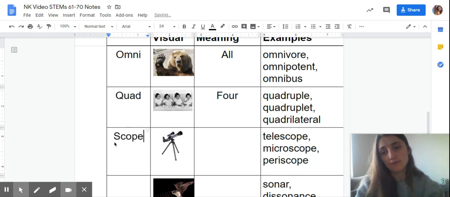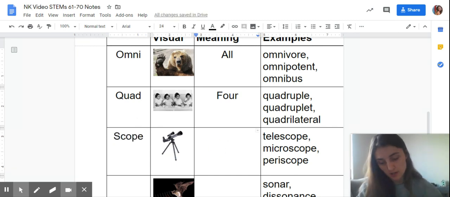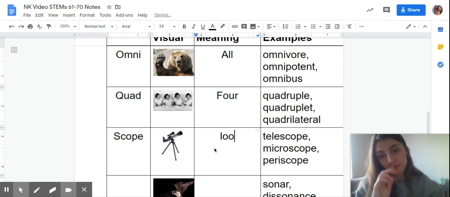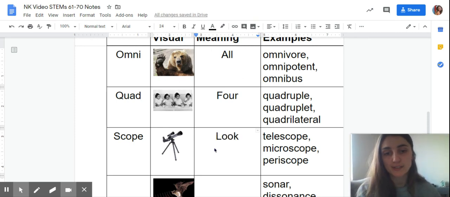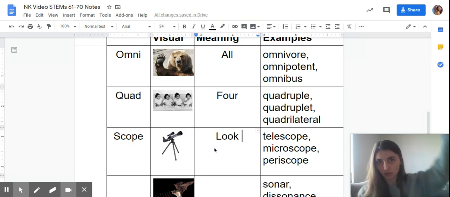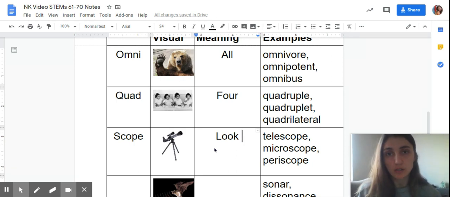Now we have scope. Scope means to look. Telescope, microscope, periscope. When you're using a telescope, you're using it to look and see out into wherever you're looking. Hopefully the stars or something cool.